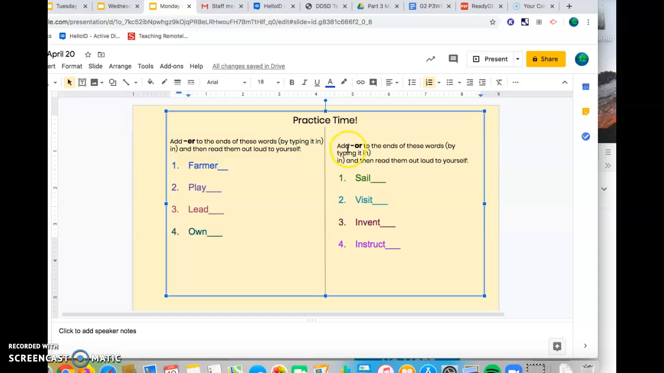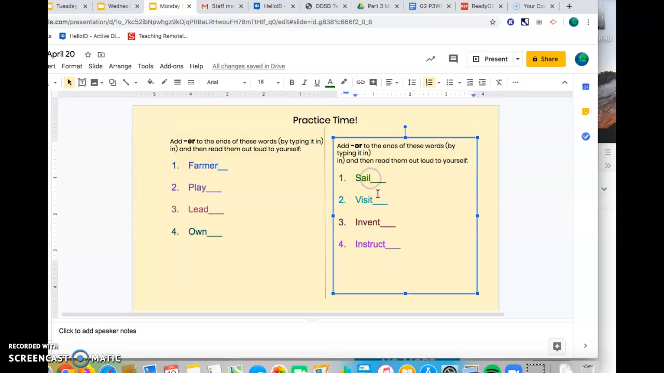Then I do the same thing over here but with OR. So I type in OR to these root words, or base words they're called, and then I say them and read them to myself. So these are the base words. My turn, your turn. Sail, visit, invent, instruct. So I put my cursor, for example, right here next to the L and I put an OR and then I read it. Sailor.